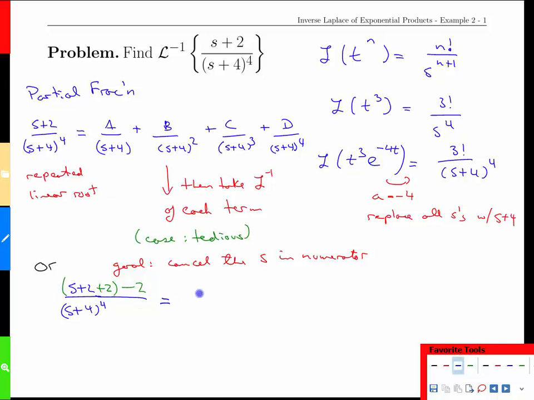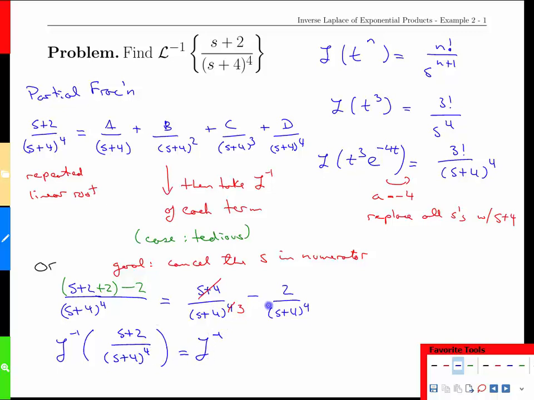Now, we can't just go wildly adding 2, but we can certainly add and subtract 2 without changing anything. And what that gives us is s plus 4 over s plus 4 to the 4 minus 2 over s plus 4 to the 4. And that, we can now cancel with the power in the bottom. We'll have a cubed. Or restating it, we're looking for the inverse of s plus 2 over s plus 4 all to the power of 4. Well, that can be replaced by, through this decomposition, the inverse Laplace of 1 over s plus 4 only cubed minus 2 over s plus 4 to the 4.